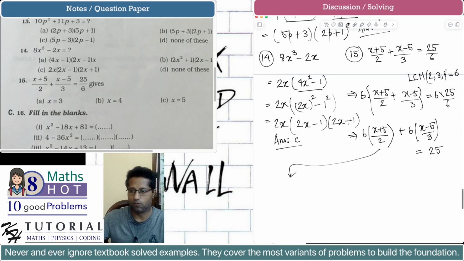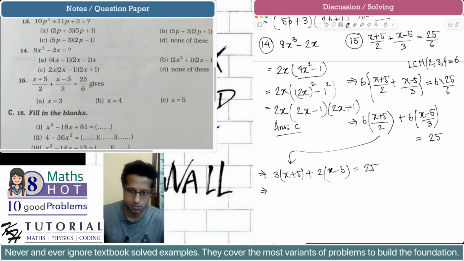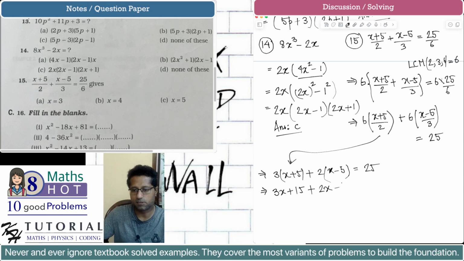Now if you further simplify the LHS, you get 3 multiplied by x plus 5 plus 2 multiplied by x minus 5 is equal to 25. After further simplifying, doing the product of the monomials and the binomials on the LHS, we get 3x plus 15 plus 2x minus 10 is equal to 25.